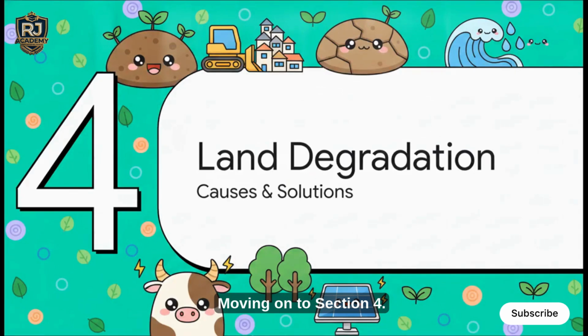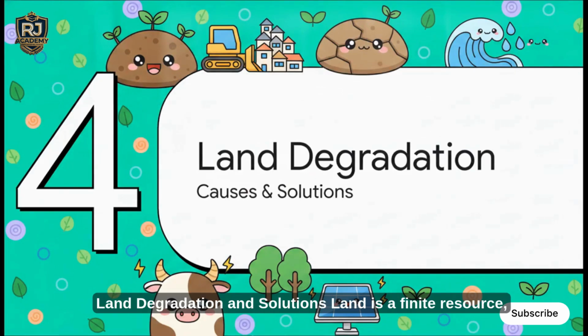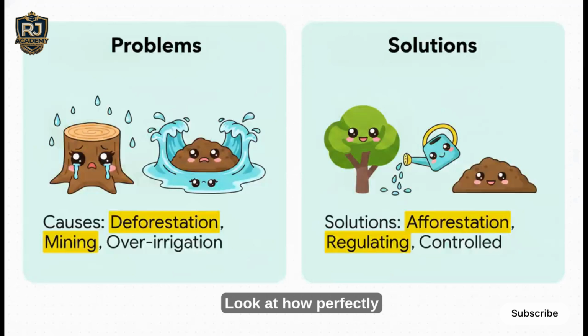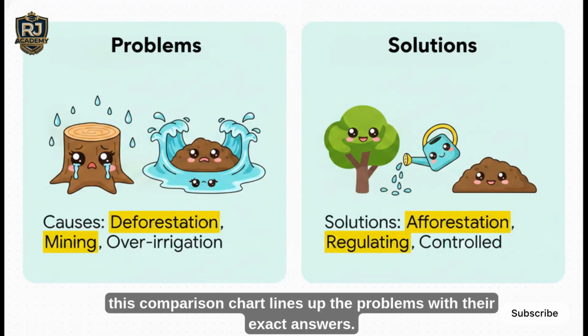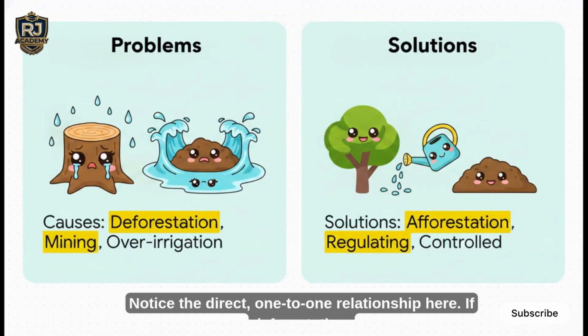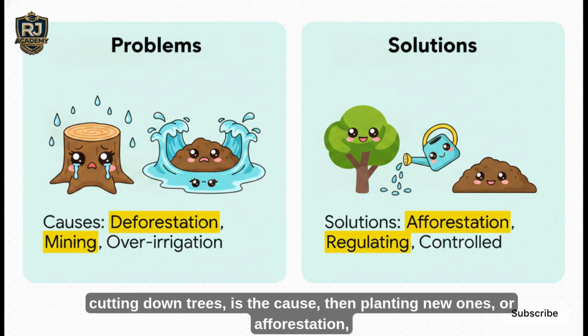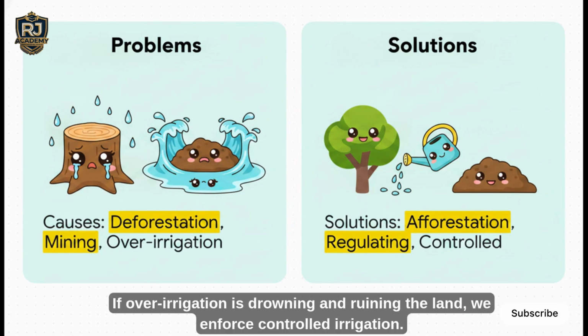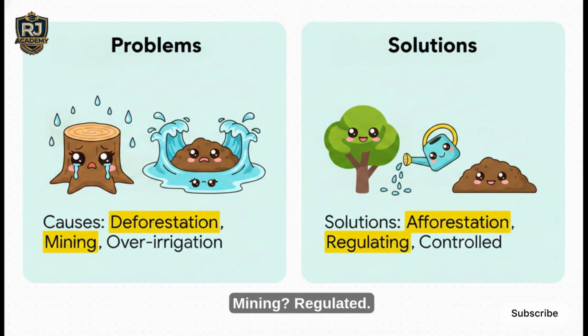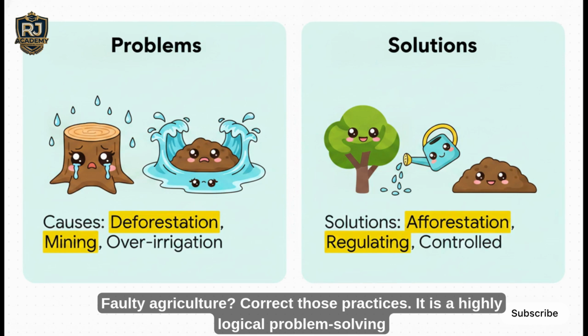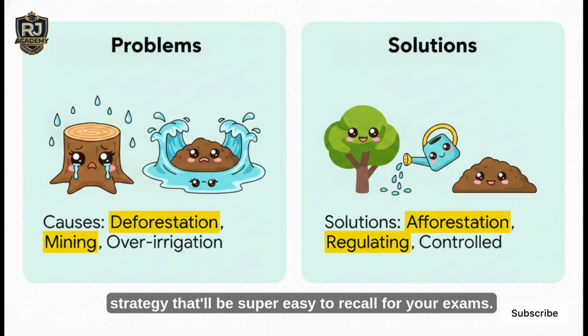Moving on to Section 4, Land Degradation and Solutions. Land is a finite resource, but our needs for it seem to be infinite. Look at how perfectly this comparison chart lines up the problems with their exact answers. Notice the direct one-to-one relationship here. If deforestation, cutting down trees, is the cause, then planting new ones, or afforestation, is the direct solution. If over-irrigation is drowning and ruining the land, we enforce controlled irrigation. Mining? Regulate it. Faulty agriculture? Correct those practices. It is a highly logical problem-solving strategy that'll be super easy to recall for your exams.